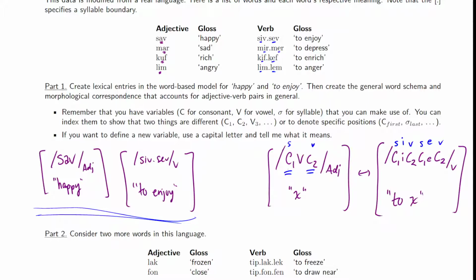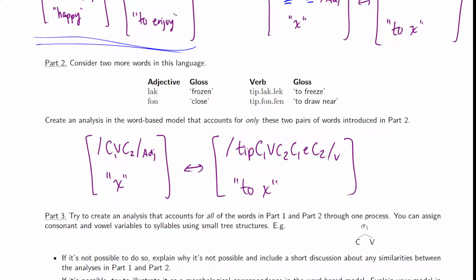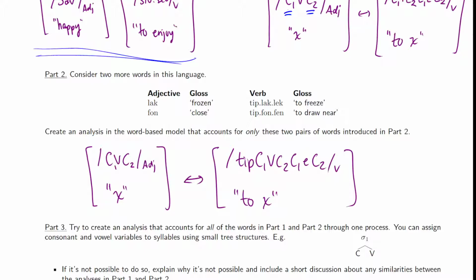So that one's not too bad. When we get to part 2, we see something very similar. So lak becomes teep lak lek. Fawn becomes teep fawn fen. These are 3 syllables. And if we were just to model this like I have before, we can do something very similar to before. We have a base form C1 V C2. So if we just put, let's do the fawn example, I'll put F-O-N. So C1 is F, C2 is N, and V is O.